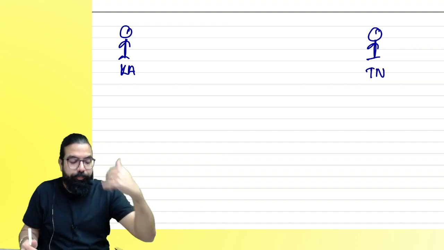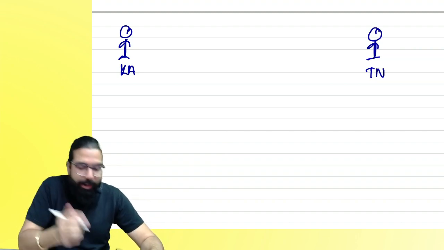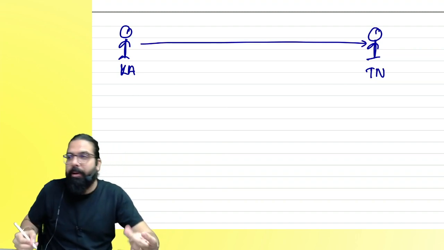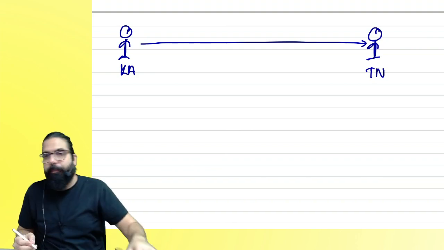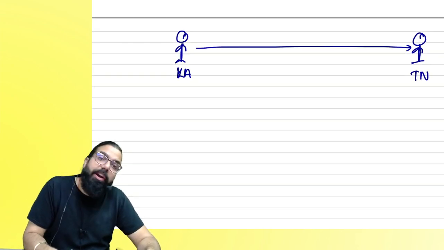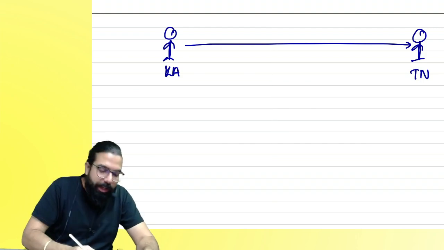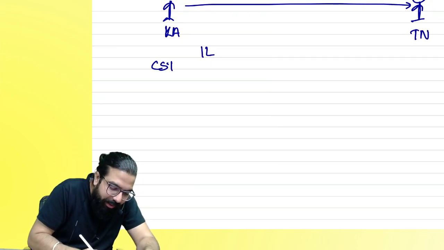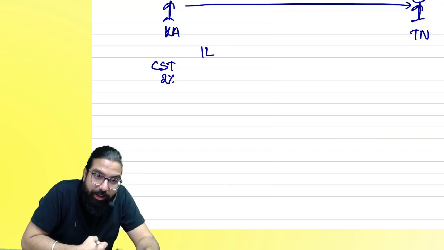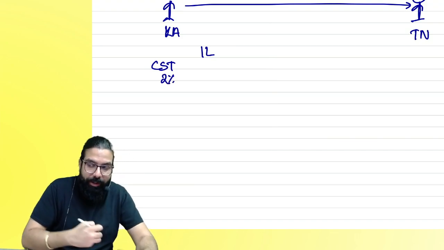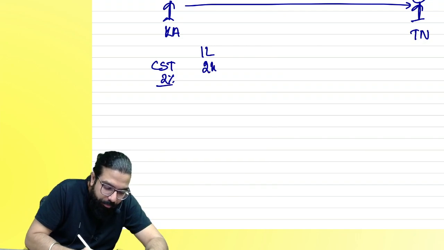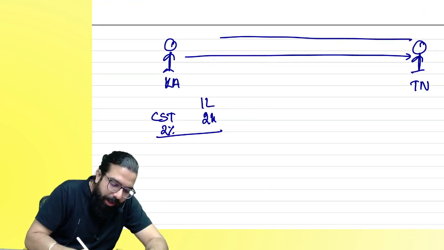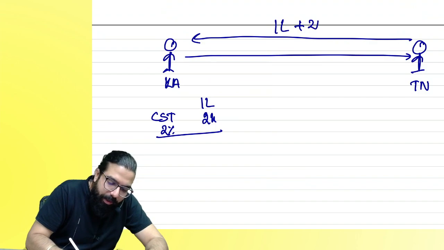Listen. The Karnataka guy went ahead and sold goods to supposedly one person in Tamil Nadu. Now, what will he charge? Earlier, what used to happen? He used to sell the goods for supposedly 1 lakh. They used to charge central sales tax of 2%. How much is 2%, everyone? 2000. So this Tamil Nadu guy will pay 1 lakh rupees plus 2000 rupees.